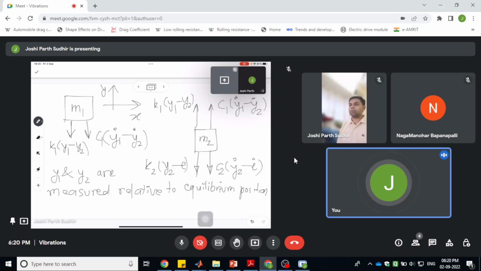So this is important because then we can actually safely neglect the weight of the masses m1 and m2. They will not contribute as a dynamic force in the equation of motion. So basically the force due to the static deflections will balance the weight, and when the displacement is measured with respect to the equilibrium position, then we will not get the weight in the equation of motion.